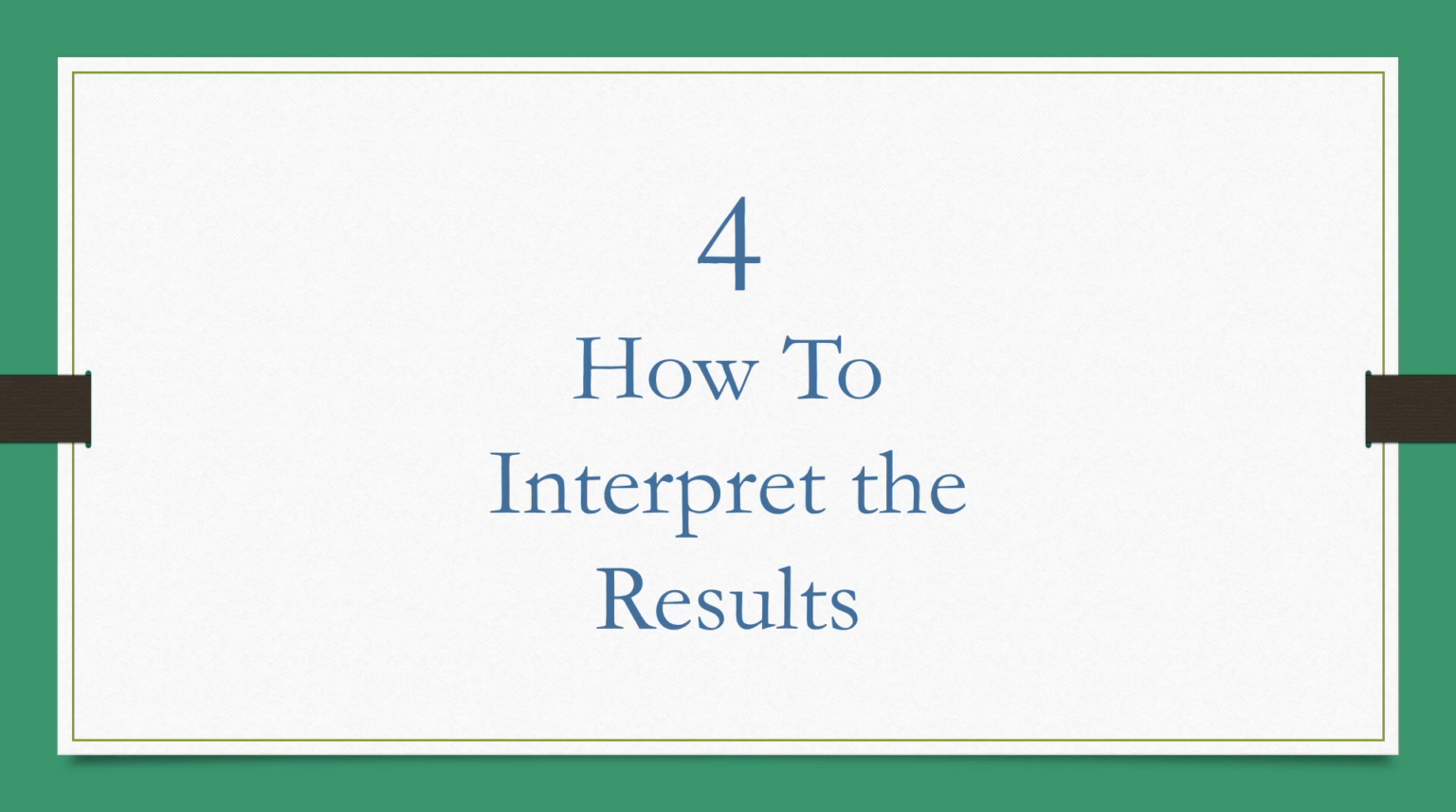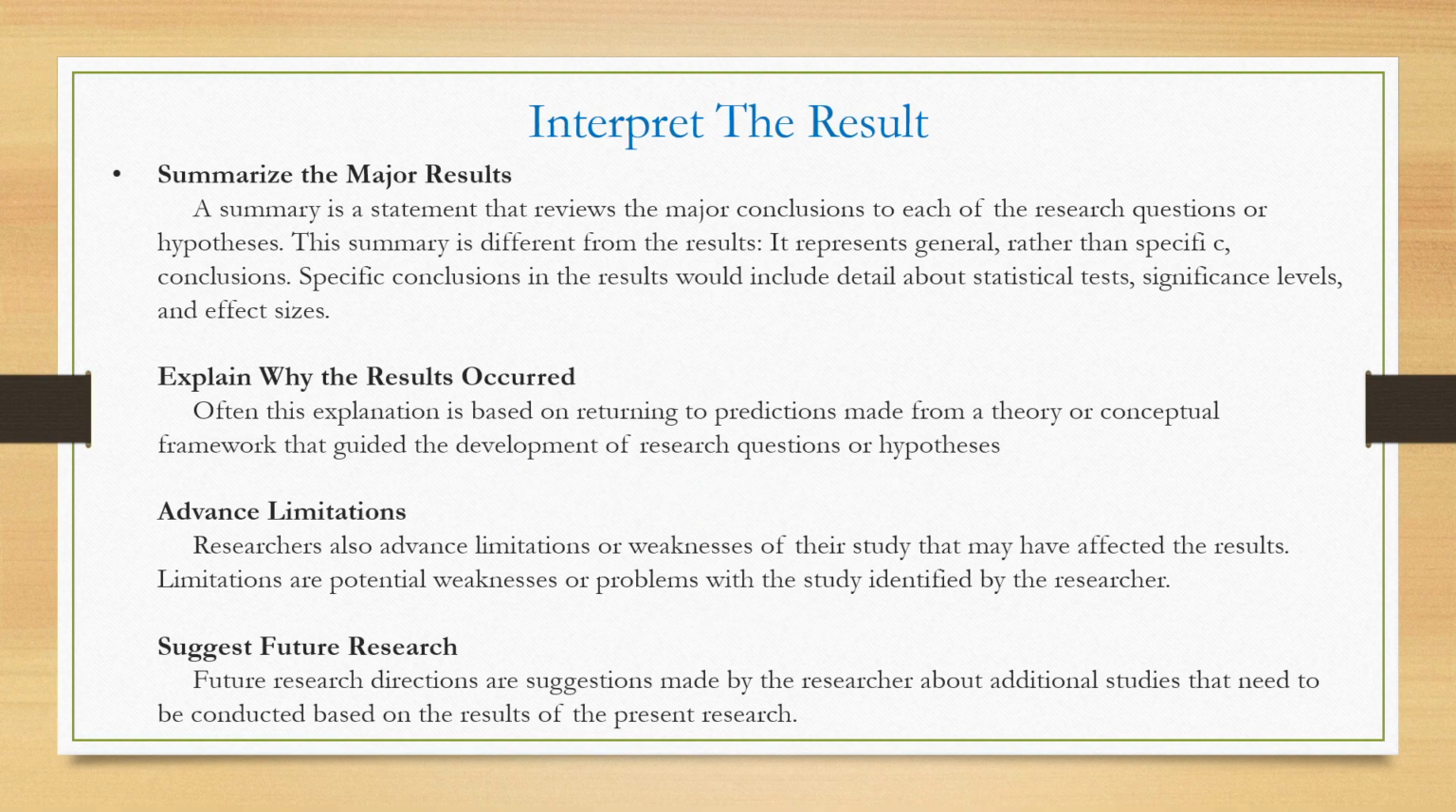4. How to interpret the result. You can interpret the result by using this. The first is summarize the major result. A summary is a statement that reviews the major conclusion to each of the research question or hypothesis. This summary is different from the result. It represents general rather than specific conclusion. Specific conclusion in the result would include detail about statistical tests, significance levels, and effect size.